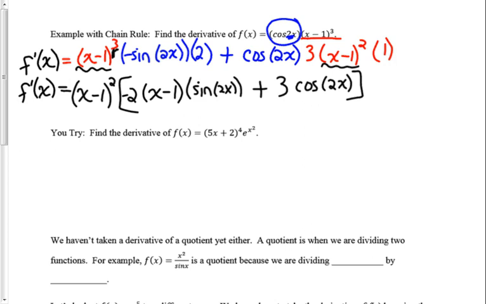Right now, what I'd like you to do, go ahead and you try to find the derivative of 5x plus 2 raised to the 4th times e to the x squared. So go ahead and pause the video.